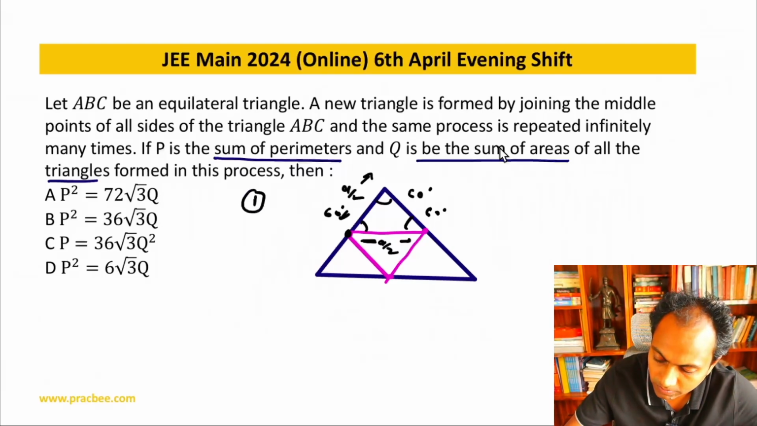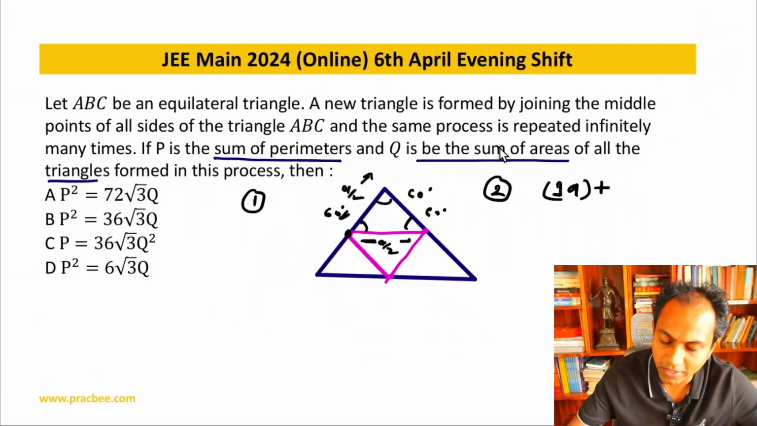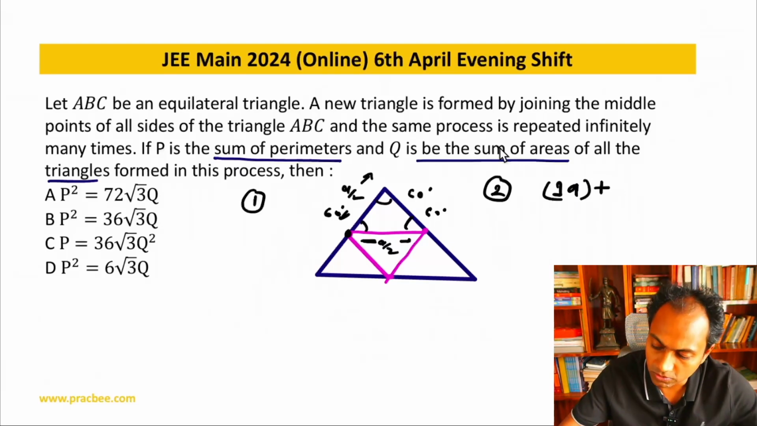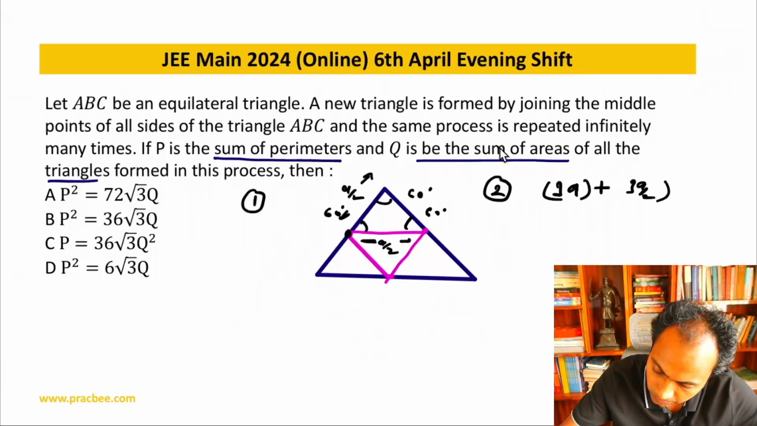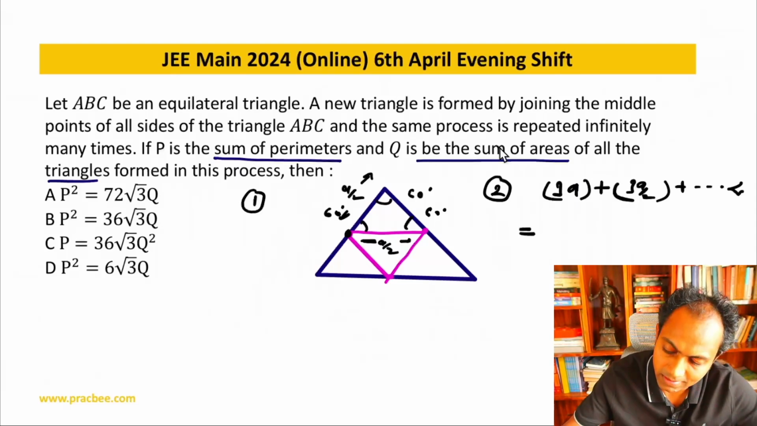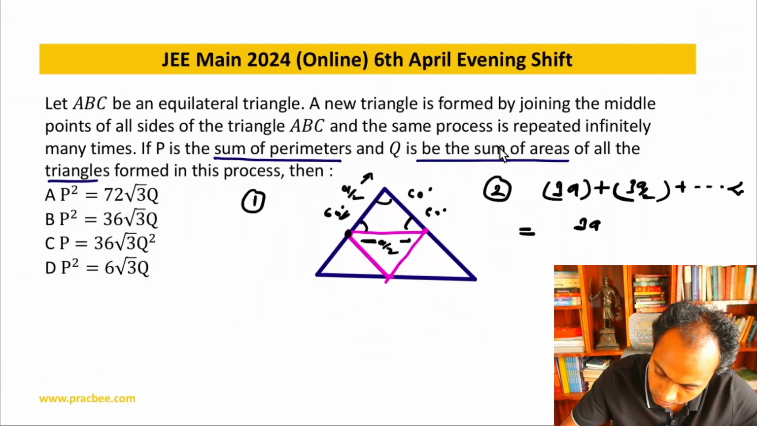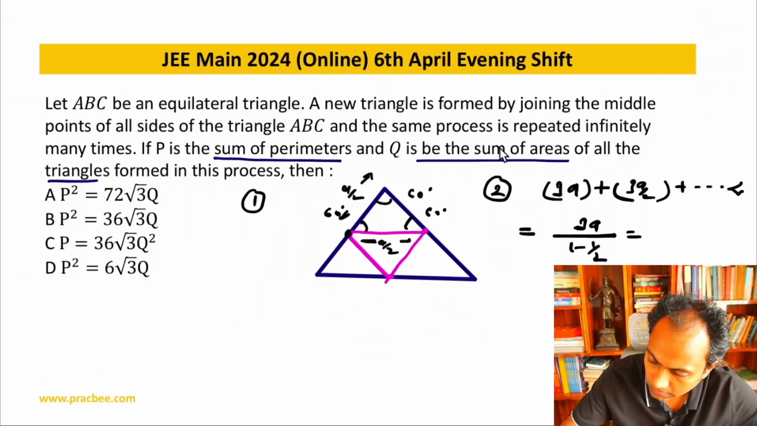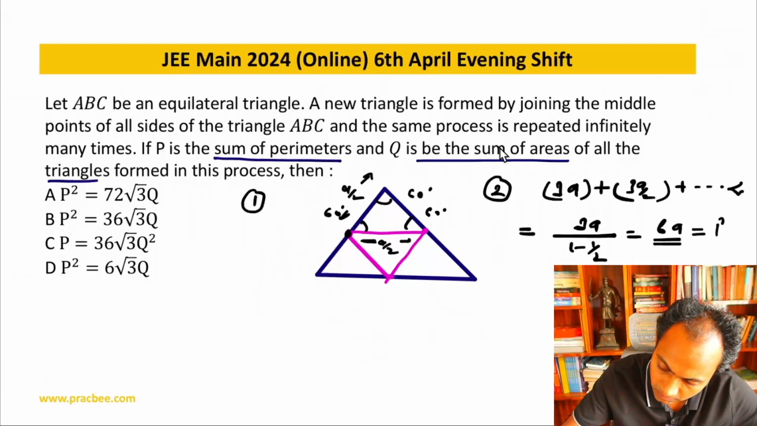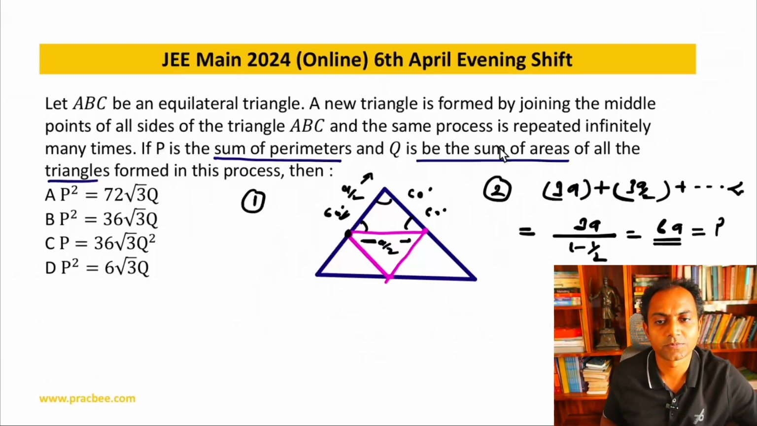Now if I want to write the perimeter of the original one, it is going to be equal to 3a. From the next part, you can see that the side became half, so it is going to become 3a by 2. And now this process will continue till infinity, giving us an infinite GP. The sum of which becomes 3a divided by 1 minus 1 by 2, that is a upon 1 minus r, so that becomes 6a. The value of this is nothing but P. This is the first part of the question.